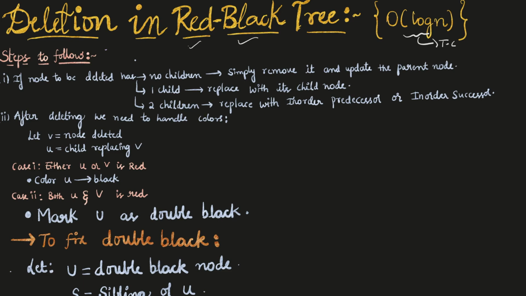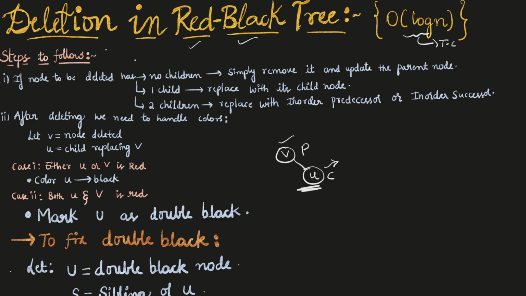Now let me take two variables and explain how we recolor the node where we have deleted. Suppose V is the node which we are deleting and U is the child which is replacing V. So V is this and U is its child. This is the child and this is the parent node. If you are deleting a node called P, then you will replace it with C, and that is represented by U.